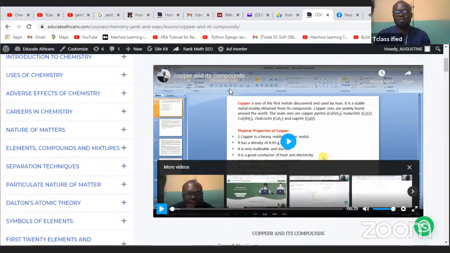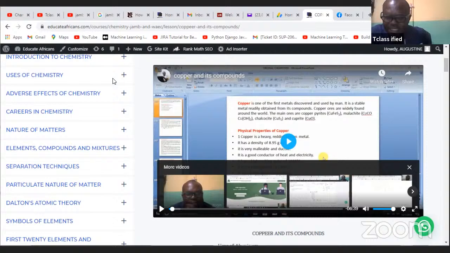Let's look at them. Copper is one of the first metals discovered and used by man. It is a stable metal readily obtained from its compounds. Copper ores are widely found around the world. The main ores are copper pyrites, CuFeS2, malachite, CuCO3, chalcocite and cuprite. So these are the various ores of copper from where you can get copper.